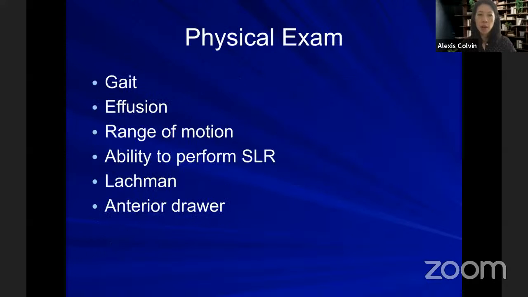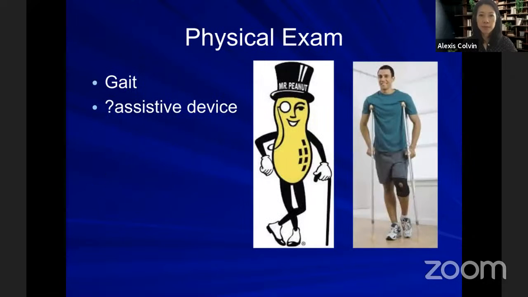These are the 6 things that I look for on physical exam. We'll go through it: gait, effusion, range of motion, ability to perform a straight leg raise, the SLR, the Lachman test, and the anterior drawer test. There's a lot of other tests that we would use to test other ligaments of the knee, or for instance, for a meniscus tear, but I'm going to focus specifically on the ACL studies. Next slide.